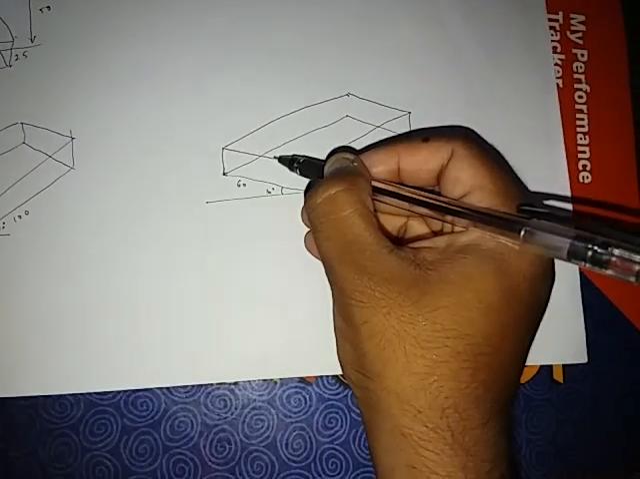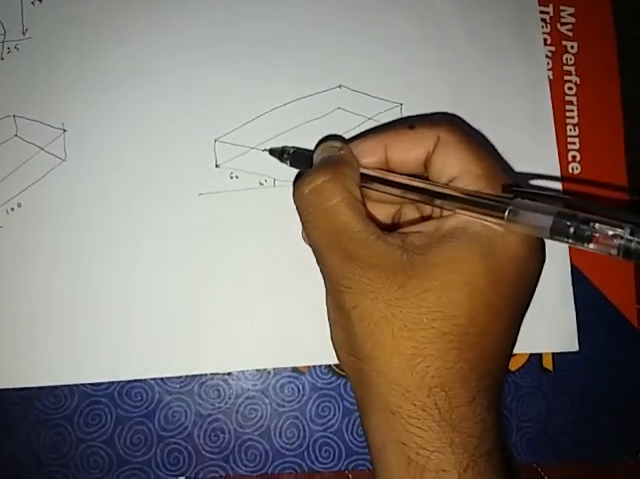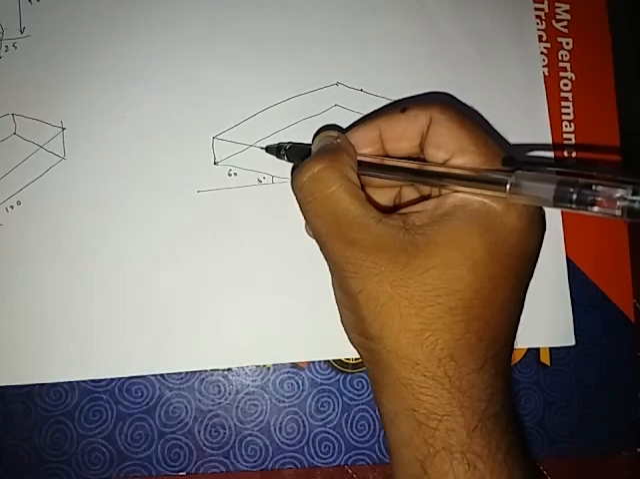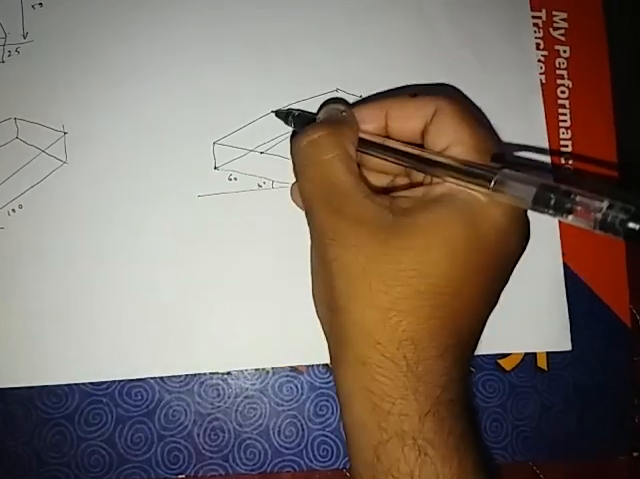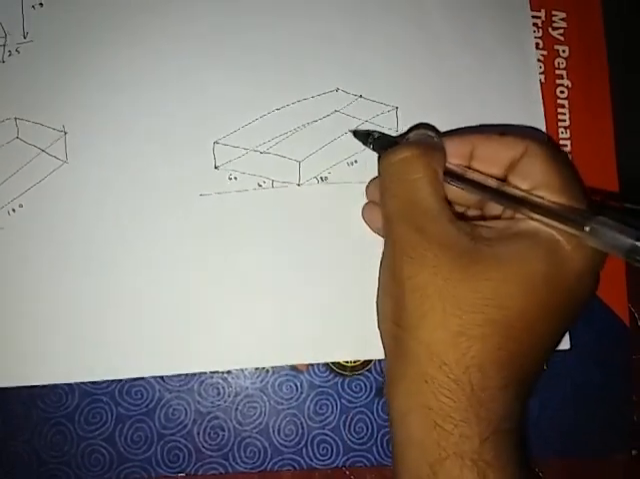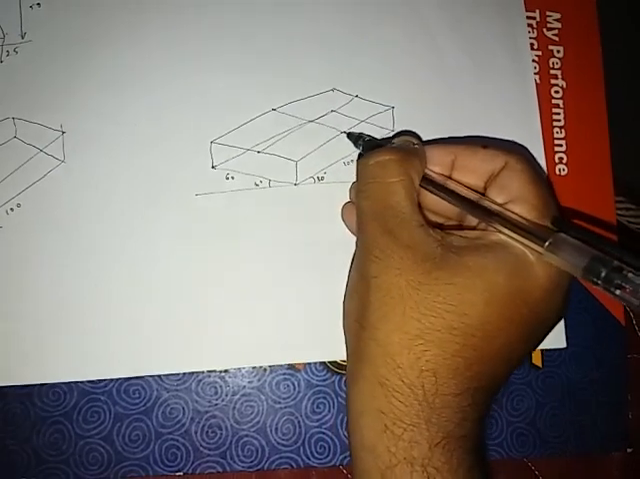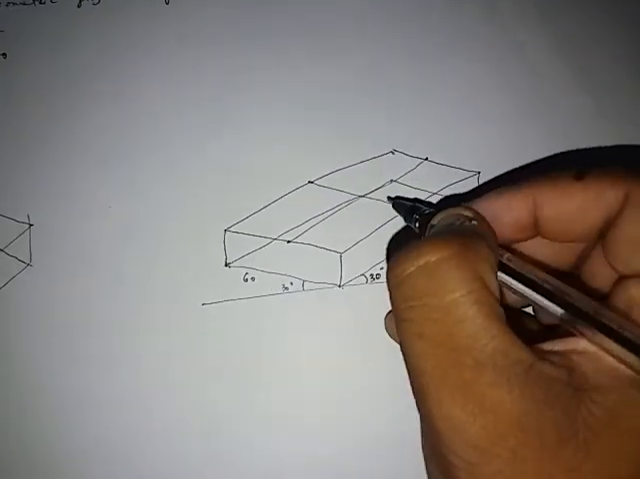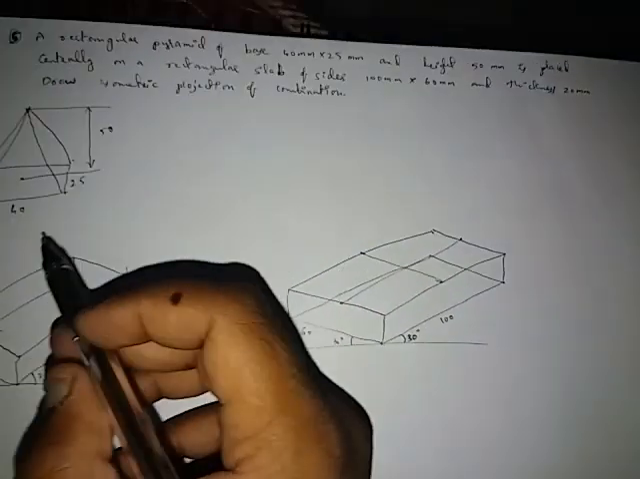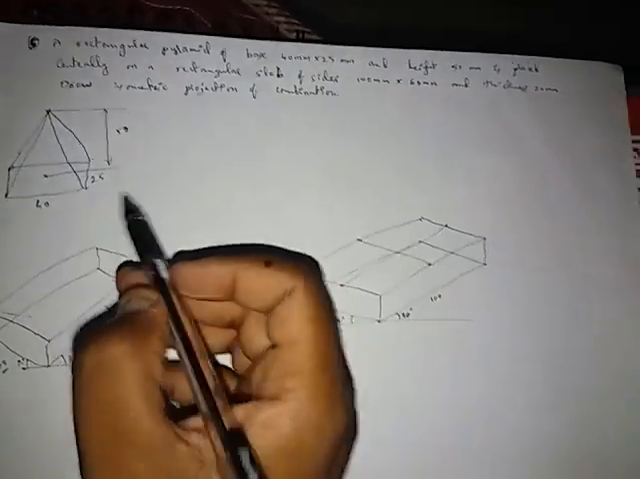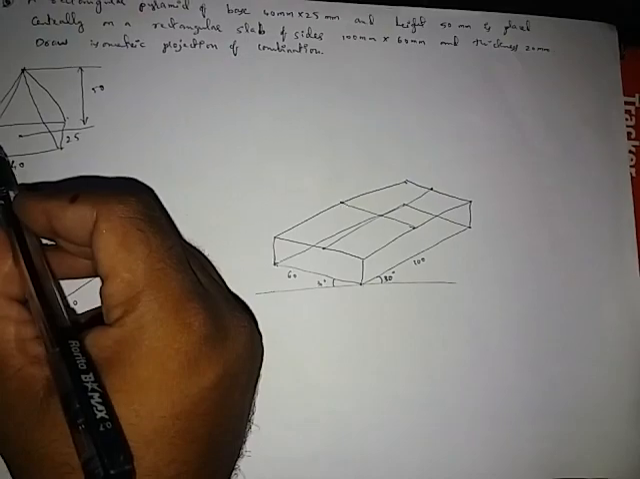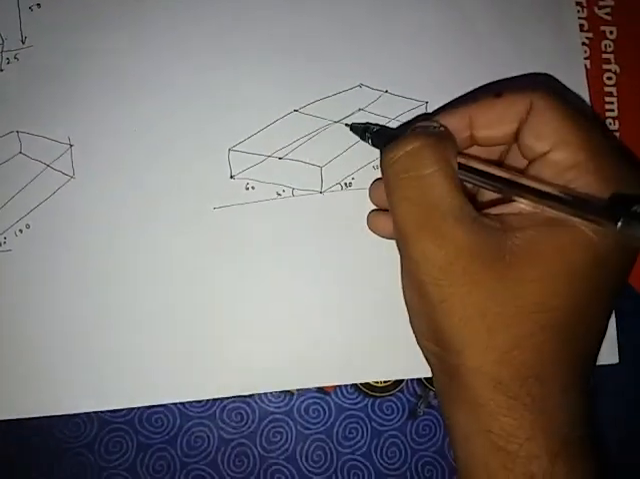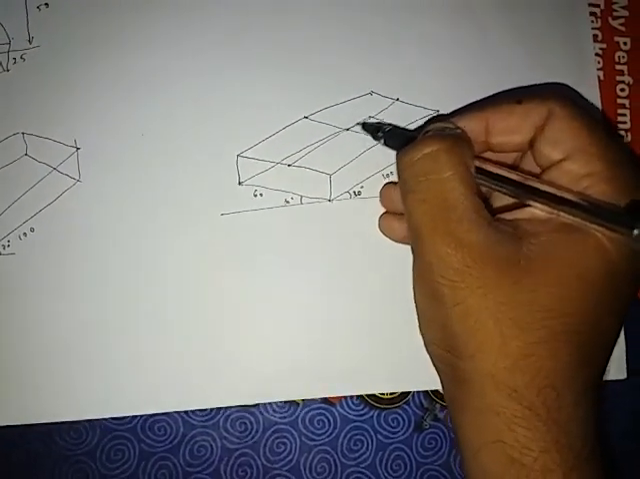Now find out its center. Just connect the midpoint of this to the midpoint of this with a thin line, and the midpoint of this to the midpoint of this, a line in this way. After this, now we need to place the rectangle on this, whose base sides are 40, 25, 40, 25. Okay. So from here, what you can do?